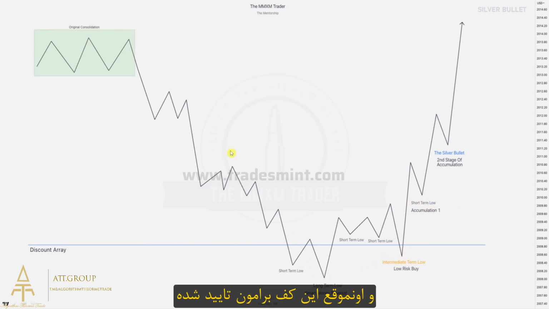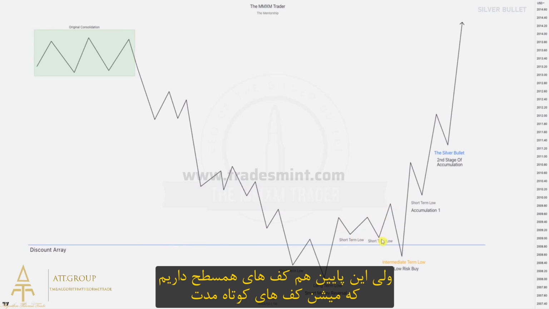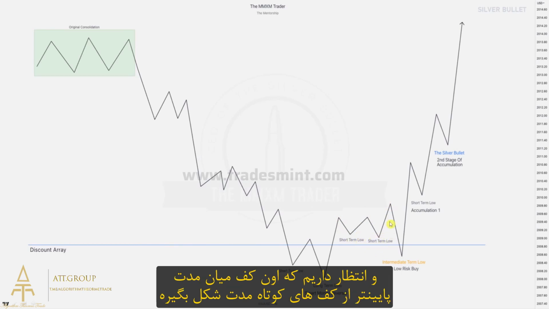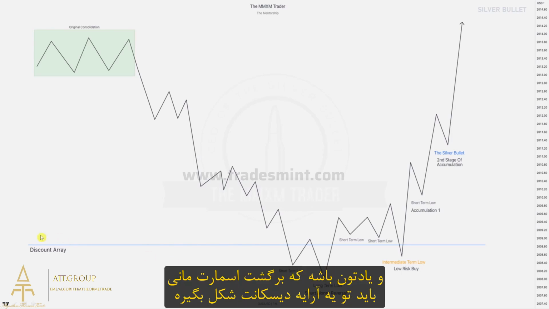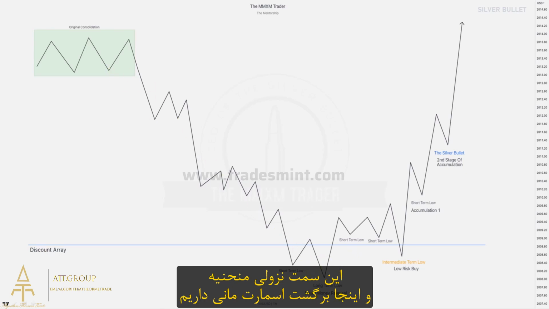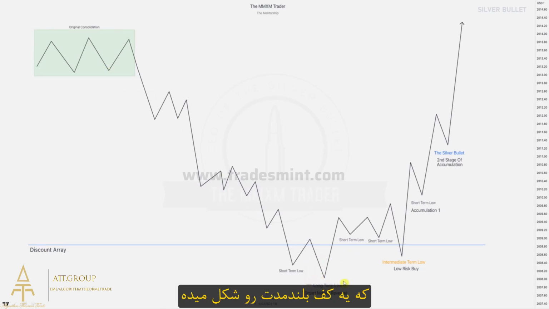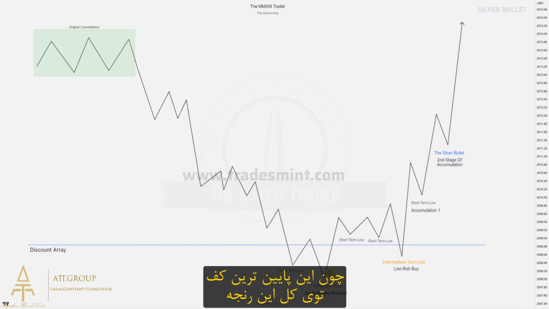So over here, same sort of depiction, only slightly different market structure, right? We've got these equal highs getting raided, but we also have these equal lows down here, which are short-term lows, and we're expecting that intermediate term low to form below these short-term lows after that smart money reversal. And remember that smart money reversal needs to happen in a discount array. Sell side of the curve, smart money reversal, and forming that long-term low, right? Because this is the extreme low in this whole range.